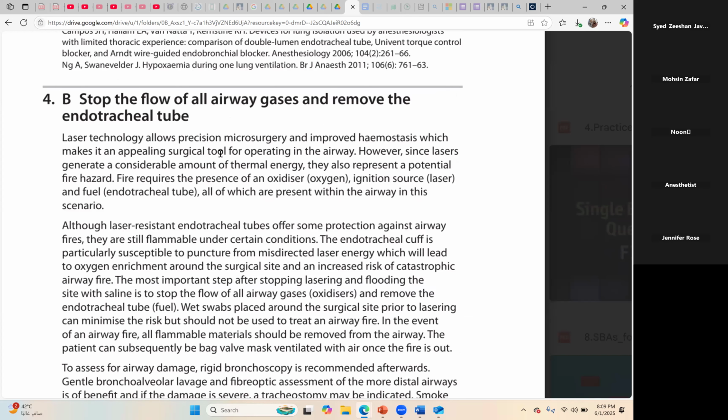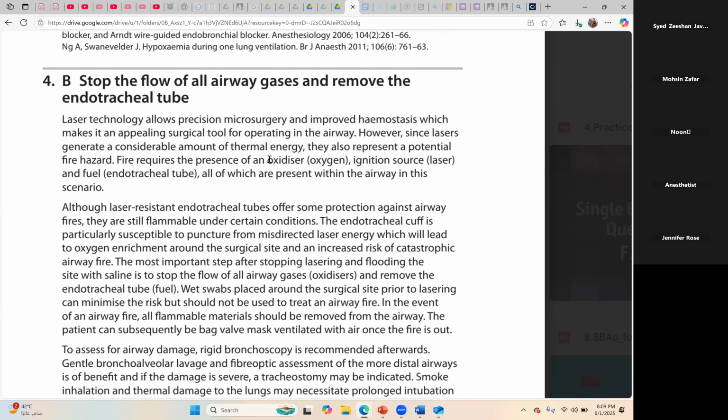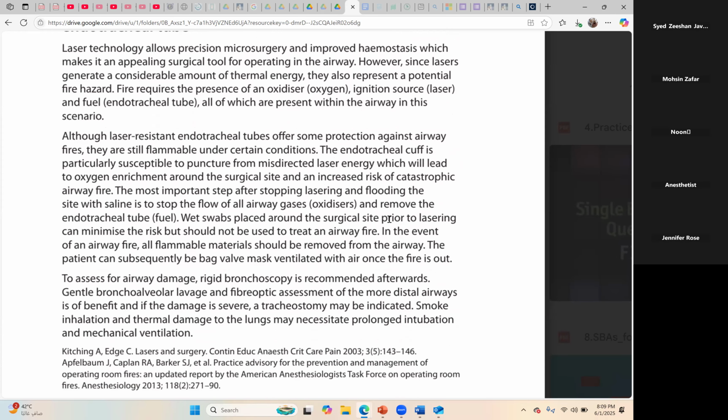Laser technology allows precision microsurgery and improved hemostasis, which makes it an appealing surgical tool for operating in the airway. However, since lasers generate a considerable amount of thermal energy, they also present a potential fire hazard. Fire requires the presence of an oxidizer (oxygen), an ignition source (the laser), and fuel (the endotracheal tube), all of which are present within the airway in this scenario.